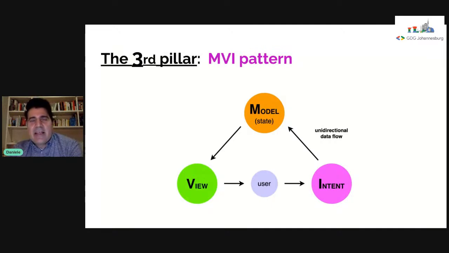So the MVI pattern is typically referred to as the evolution of the MVVM pattern, which is the most common in current Android development. It's based on a unidirectional data flow and on the app state, which is the single source of truth for the whole app. Unidirectional data flow means that, for example, if the view wants to make a change to the state, it cannot do it directly, but it needs to follow the loop, the unidirectional data flow. We can see more in detail in the next slides.